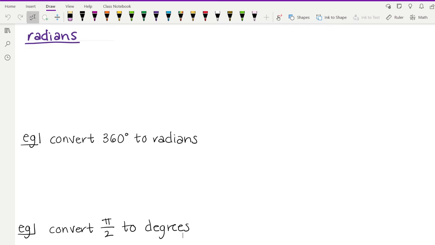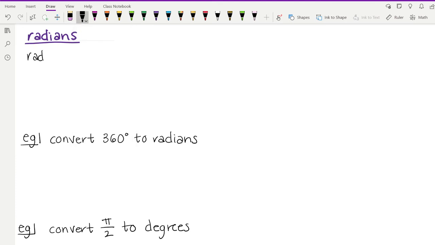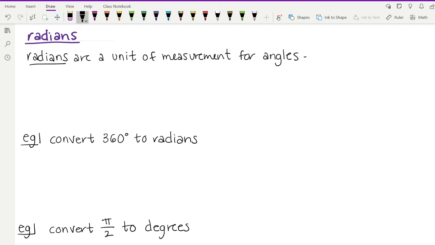Okay, so radians. What are radians? Radians are basically just a different unit for measuring angles. So radians are a unit of measurement for angles. They're basically a way of measuring angles. And we'll see that in some ways they're actually a more natural way to measure angles than degrees are. That's something we'll see in the next couple of videos.